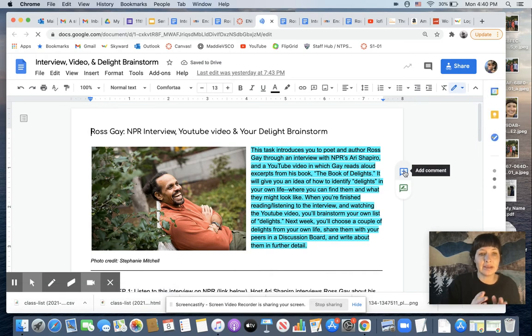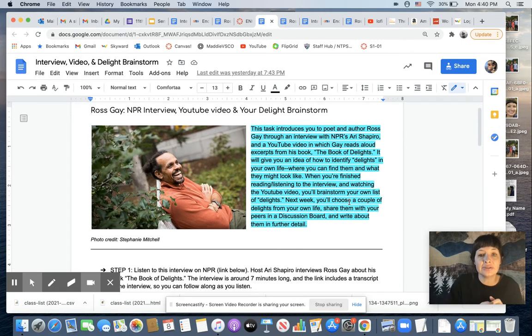So your second assignment, another picture of Ross Gay. I'm just going to read through this for you. This task introduces you to poet and author Ross Gay through an interview with NPR's Ari Shapiro and a YouTube video in which Gay reads aloud excerpts from his book, The Book of Delights. It will give you an idea of how to identify delights in your own life, where you can find them, and what they might look like. When you're finished reading/listening to the interview and watching the YouTube video, you will brainstorm your own list of delights.